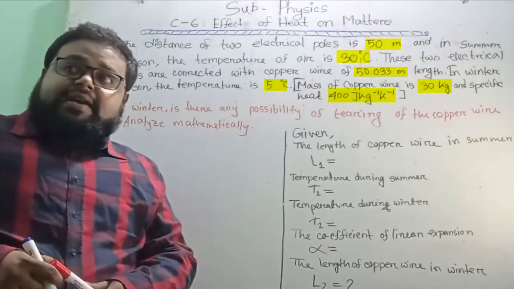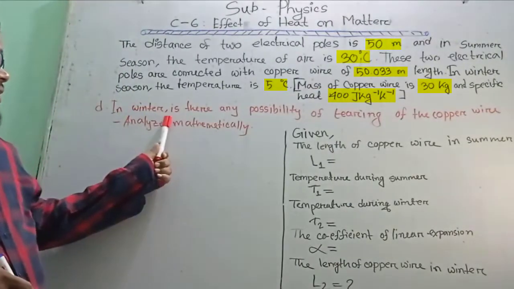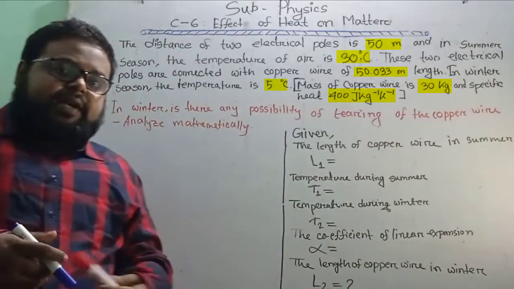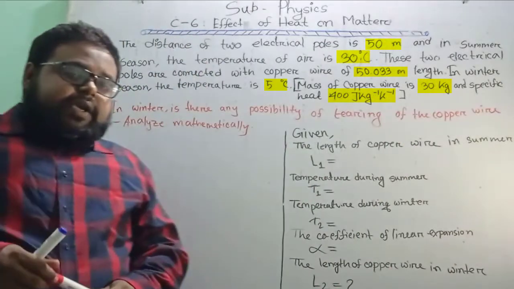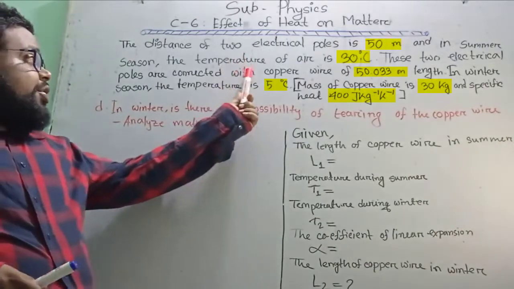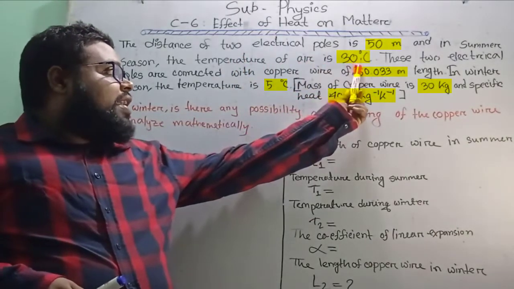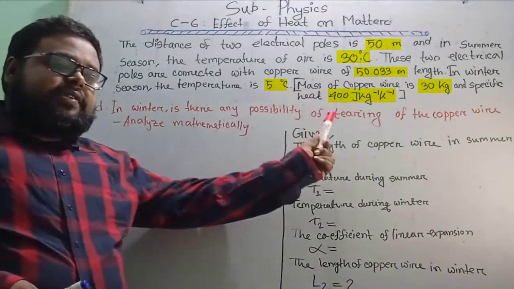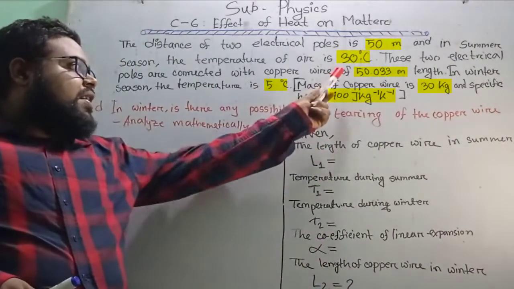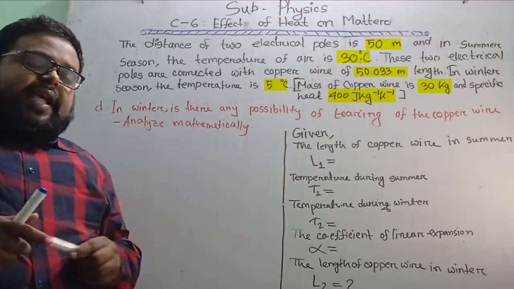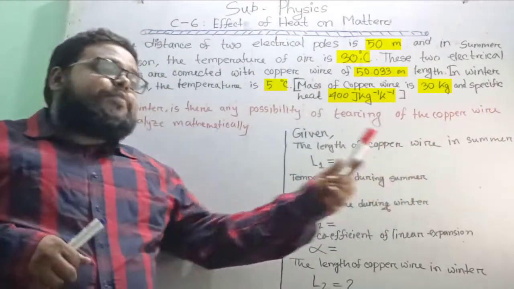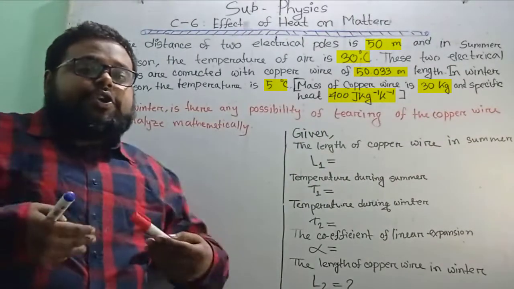Dear student, the number question is, in winter, is there any possibility of tearing of the copper wire? Analyze mathematically. Here you can see that the temperature of air is 30 degrees Celsius in summer and the temperature is 5 degrees Celsius in winter. That means if the temperature is decreased, then there is a possibility of tearing of the copper wire. But we have to find out if it will tear or not.